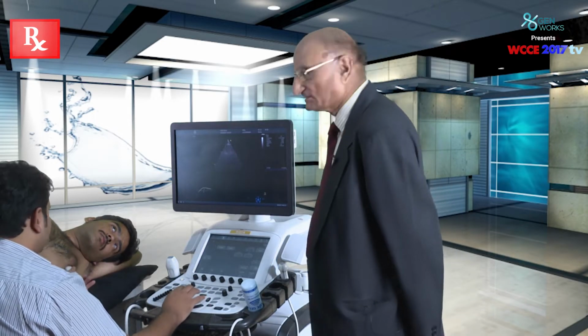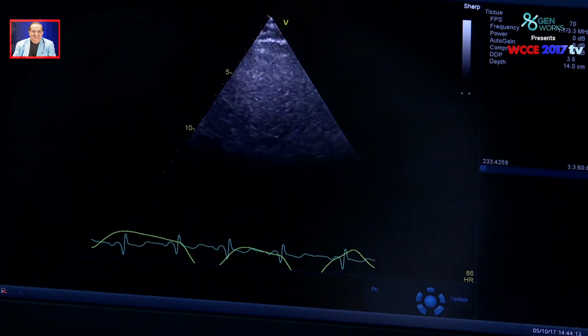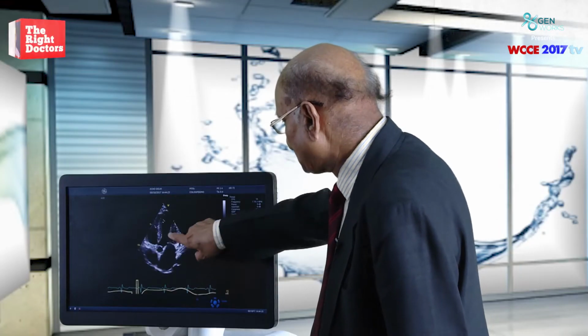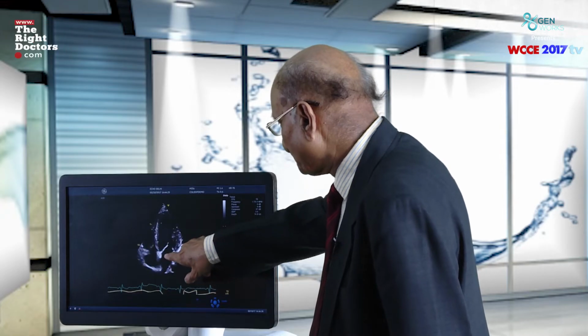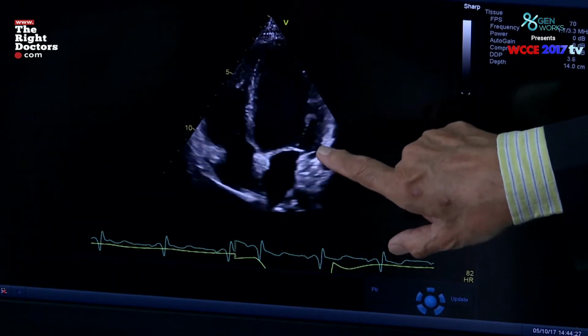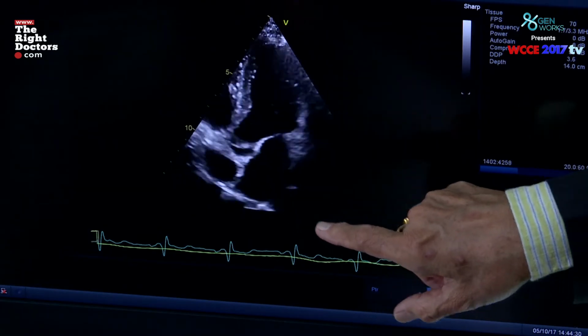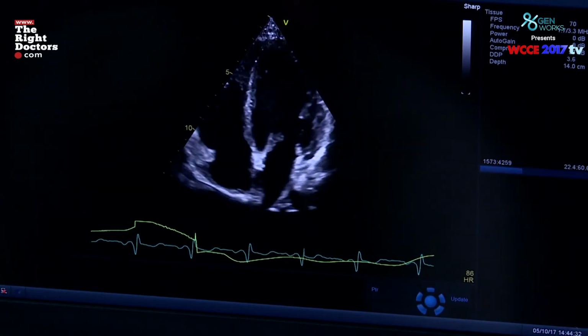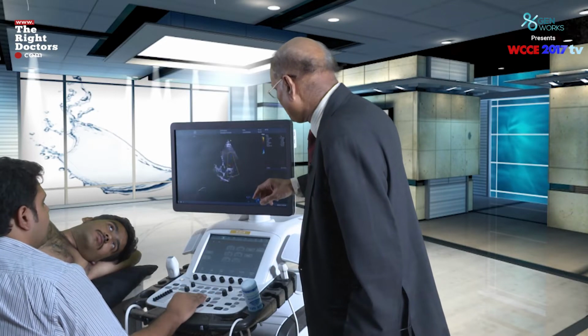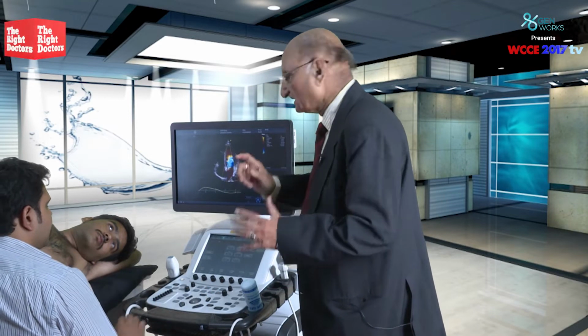Now, this is a 4-chamber view. We will take an apical 4-chamber view, which will show the 4 chambers. This is the left ventricle, left atrium, right ventricle, right atrium, and the mitral valve is in between. Now, whenever we want to record a velocity, we take the help of color flow mapping. So, he will put on color flow mapping, because color flow mapping tells you the exact direction of the flow. Now, he will put a pulse Doppler.